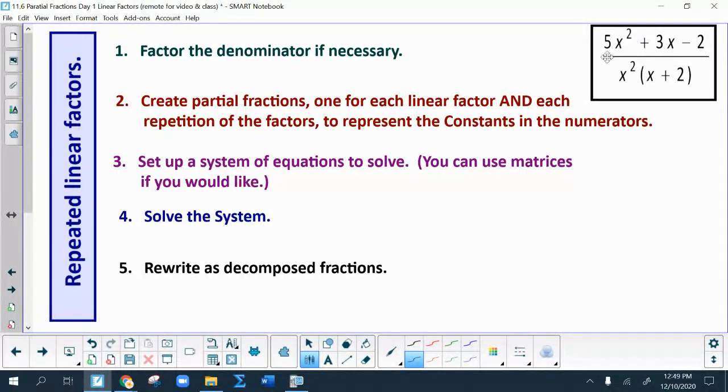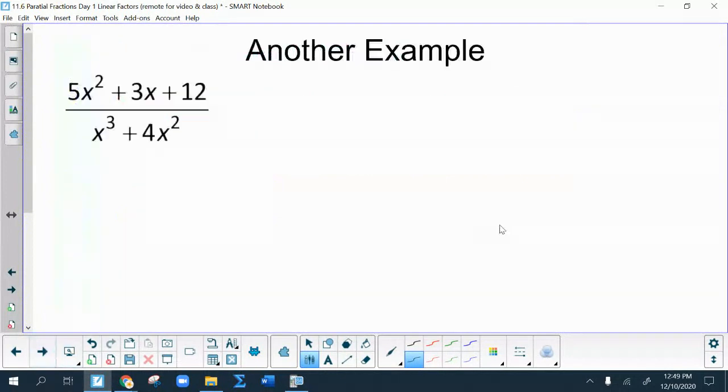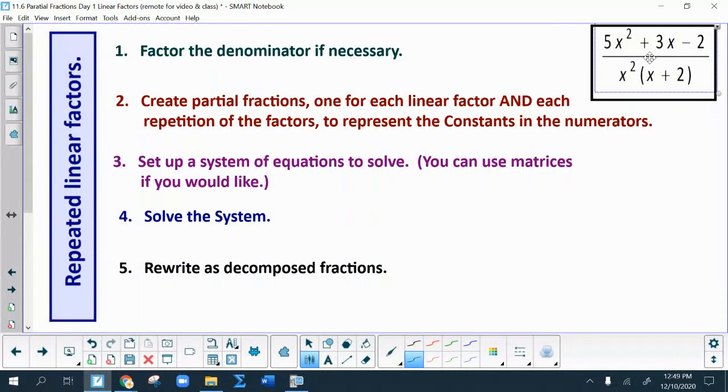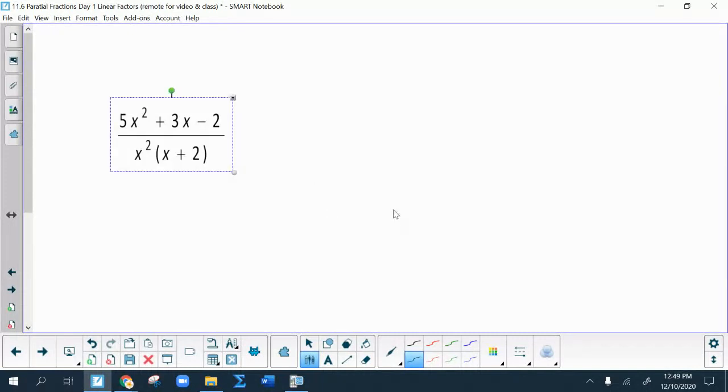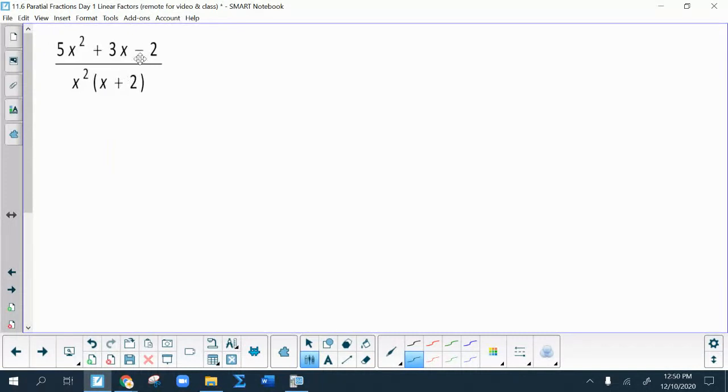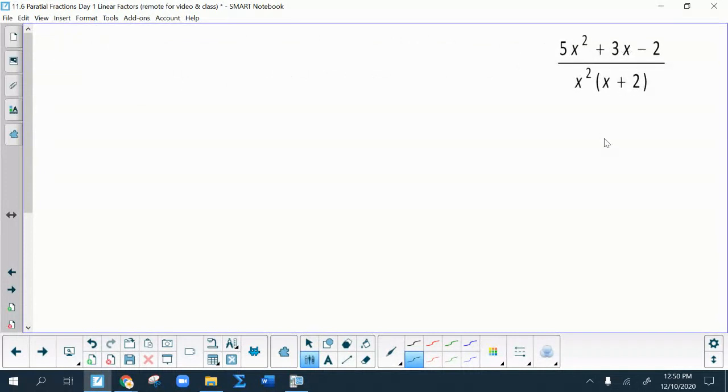Okay, so here's the problem we're going to start with. You can see it has this repeated linear factor. X is the linear factor, and it's repeated. Okay. Let me actually do it on a different screen then, since it's not on the next slide. So hold on. There we go. Okay. I'm going to write it backwards again so I can have everything set up.